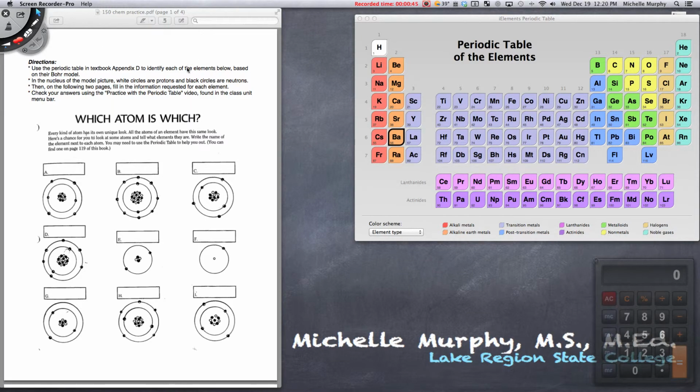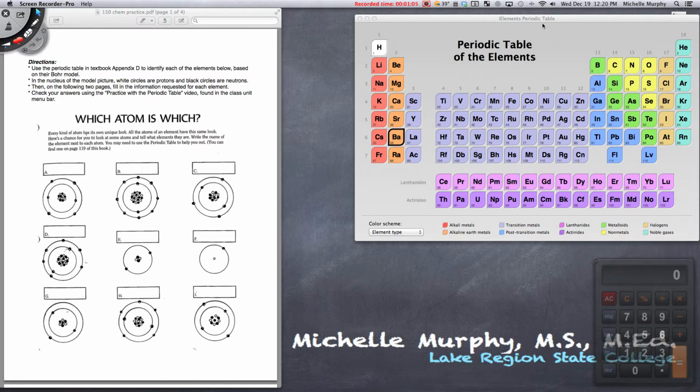Now, one of the things the periodic table tells us is how we can use it to determine the structure of atoms. So let's say in this first problem, it says use the periodic table. We're going to identify the elements below. In the nucleus, the white circles are the protons, the filled in circles are the neutrons.